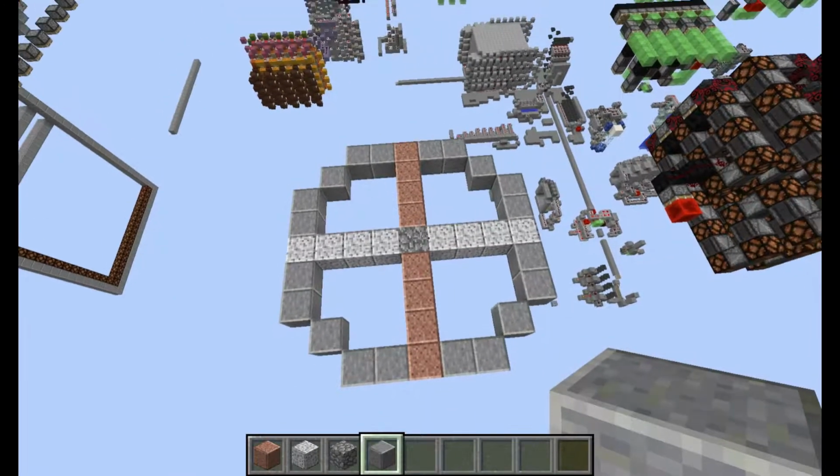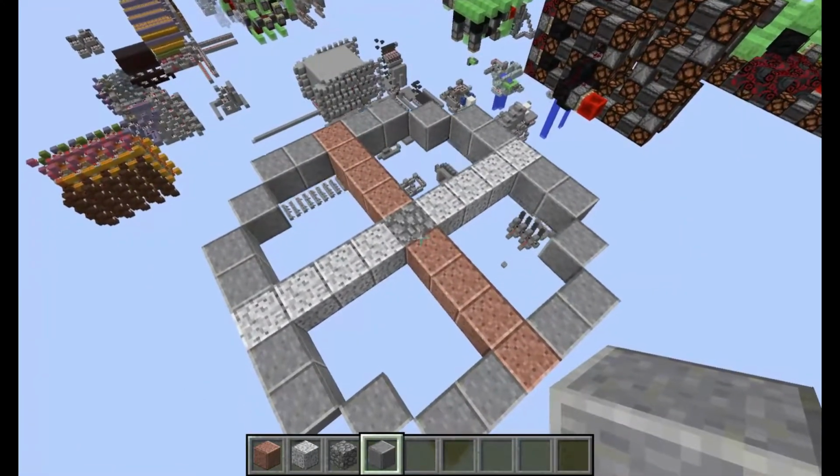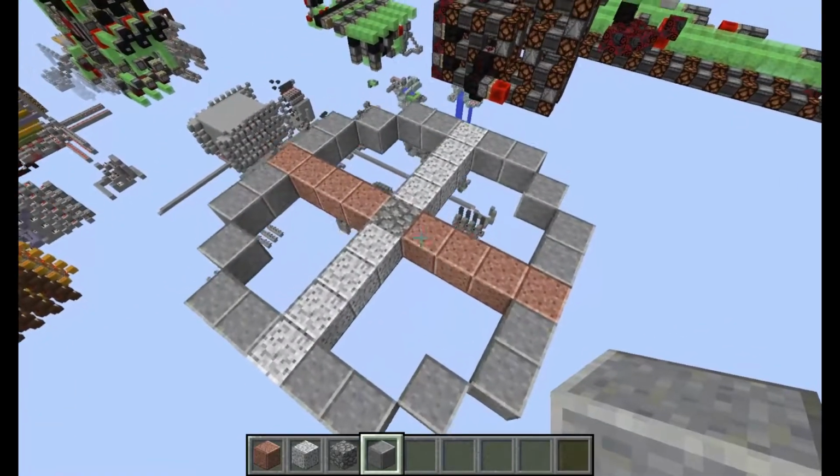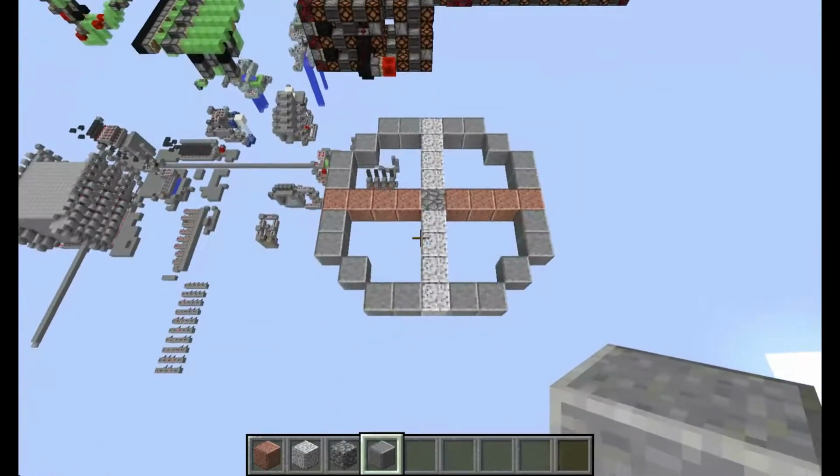And that, ladies and gentlemen, is what it takes to build an exact circle in Minecraft, or at least as close as it's going to get.